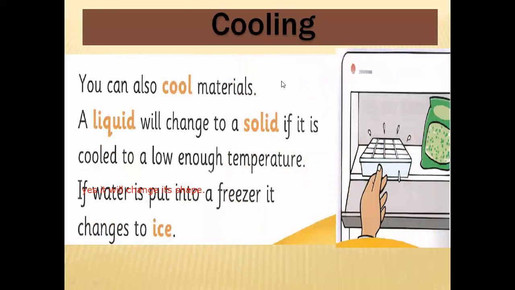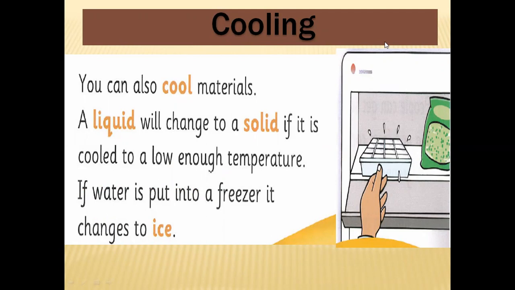Okay, boys, the last part: you can cool materials. A liquid will change to a solid if it is cooled to a low enough temperature. If water is put into the freezer, it changes to ice. You know that, boys, water has three phases: solid, liquid, and gas. So when water is in liquid form and you put it in the freezer, it will change its shape and turn into solid, that is ice.